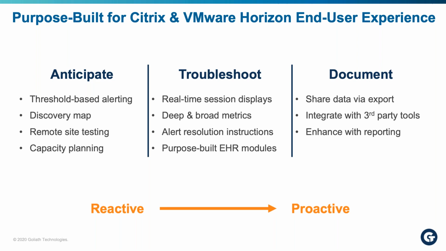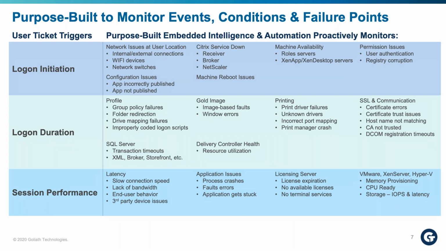And the biggest key about all of this is looking at technology that has embedded intelligence and automation so that you can go ahead and proactively address issues that happen in the most common trigger points. Almost 90% of all issues we see happen at logon initiation, logon duration, or in session performance. And so you absolutely need a tool that is going to allow you to monitor every event, condition, and failure point that hits around those triggering points and send you an alert when thresholds are exceeded. And you want to be able to do that automatically.